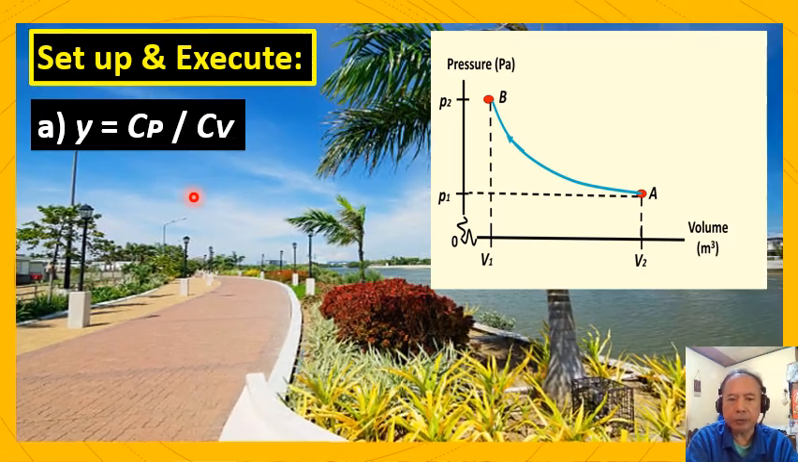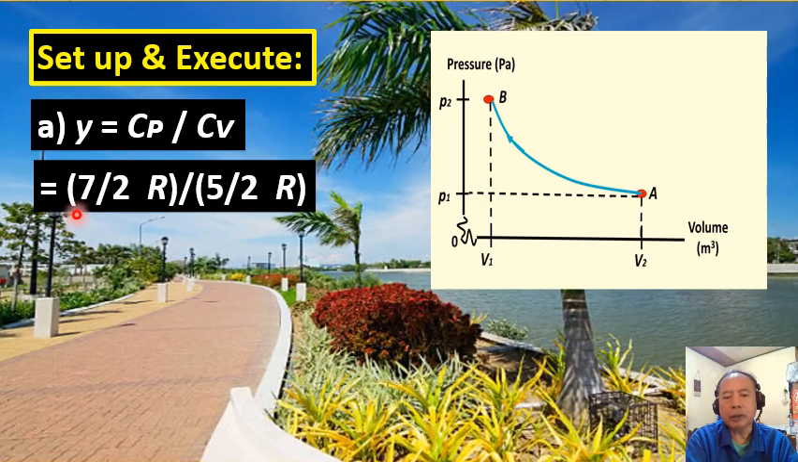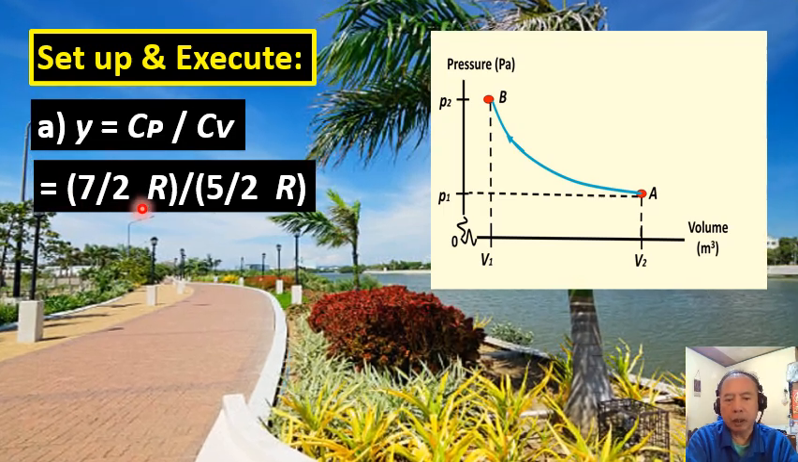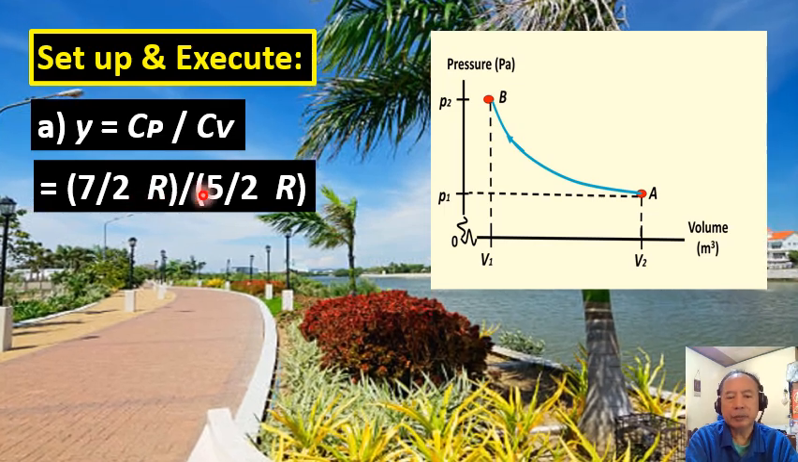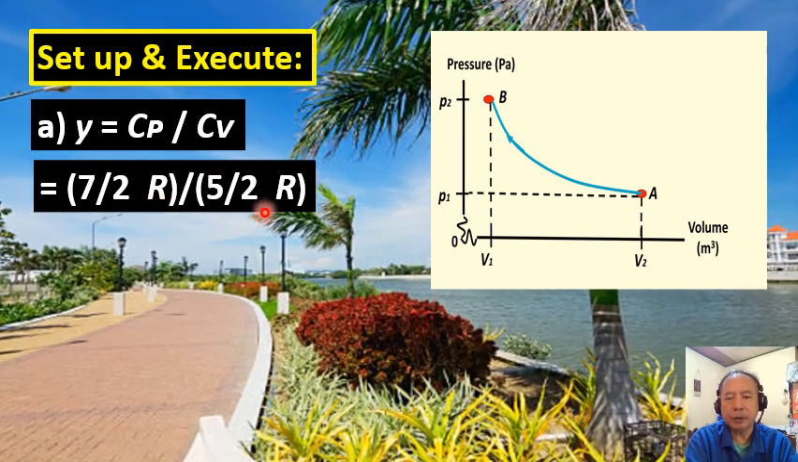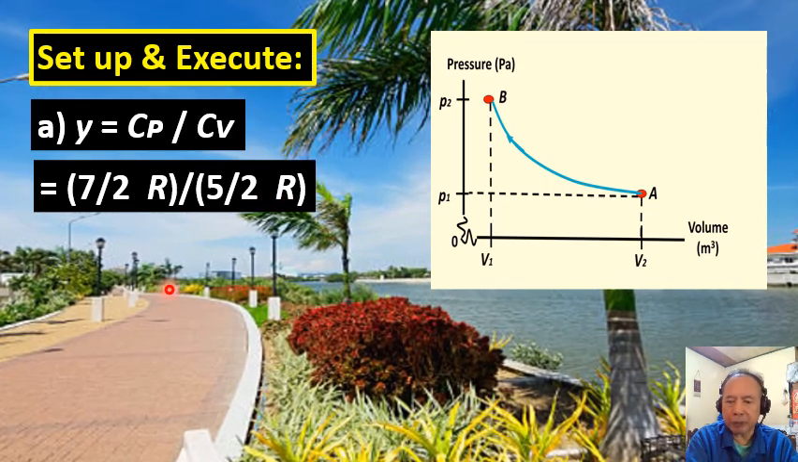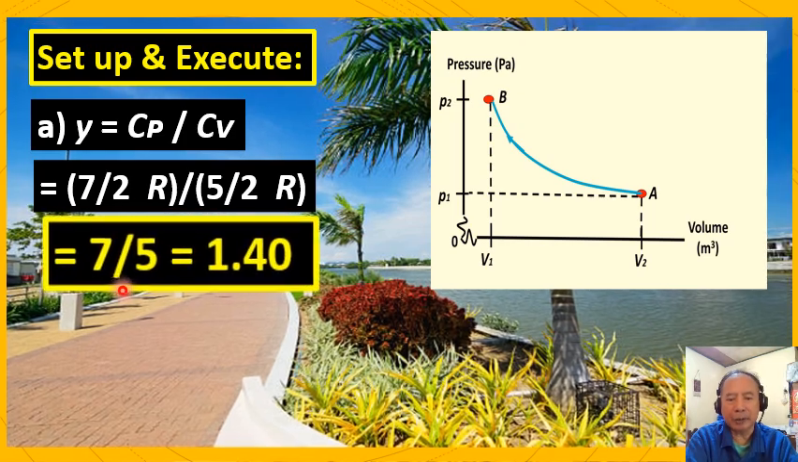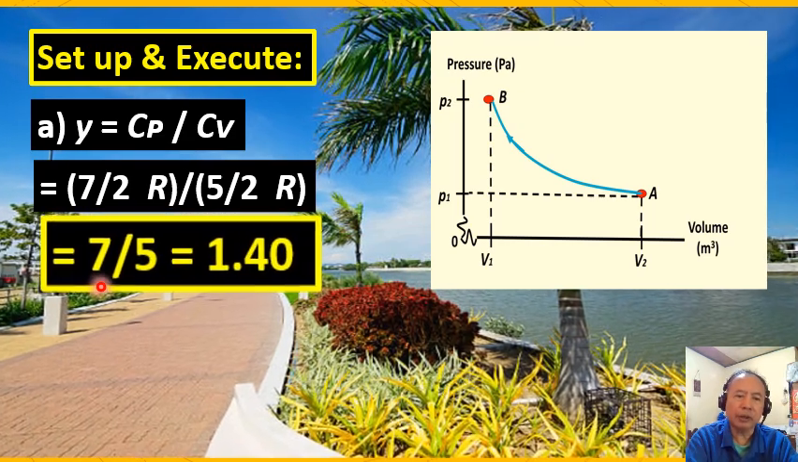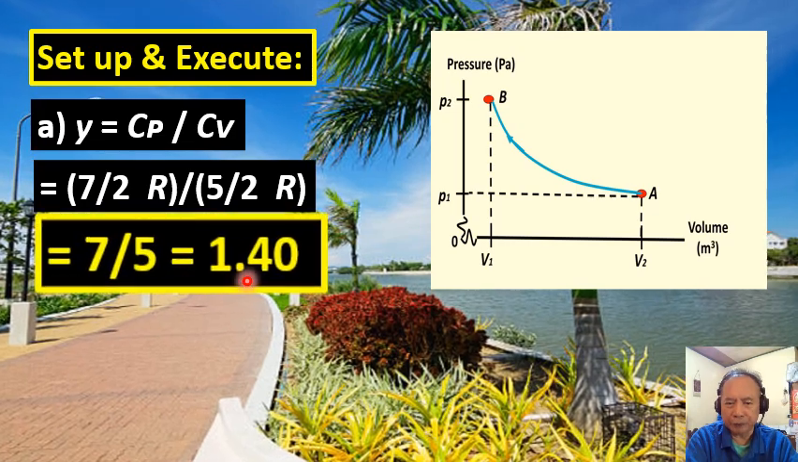So when you substitute, the value of gamma equals 7/2 of R, which is the universal gas constant, divided by 5/2 times the big R. So simplifying by canceling 2 times R, we get the value of gamma equals 7/5, or in decimal, that is 1.40.